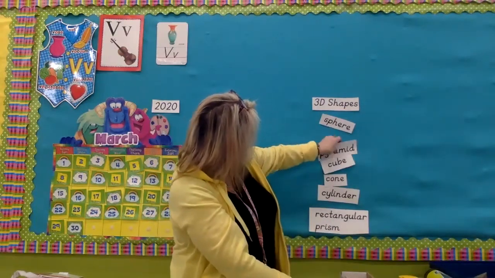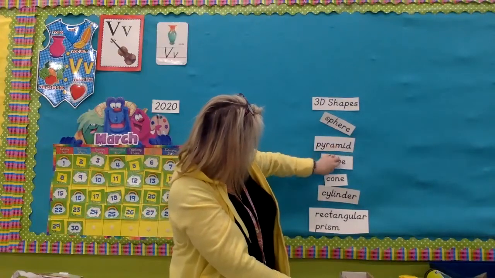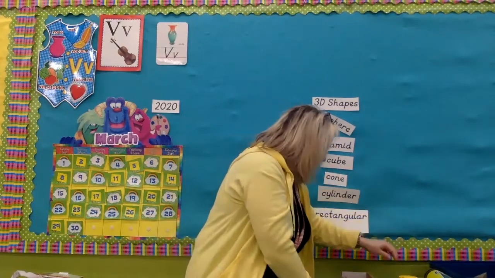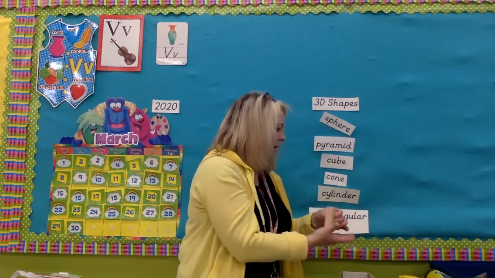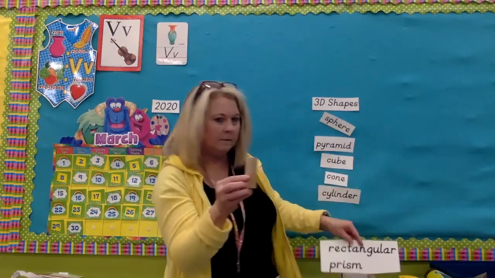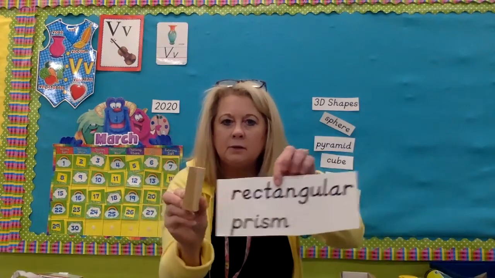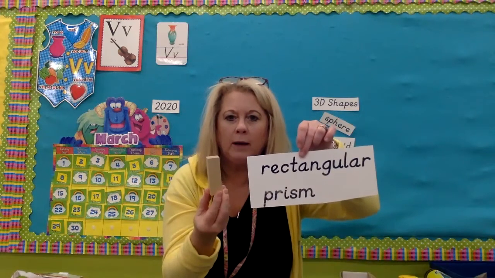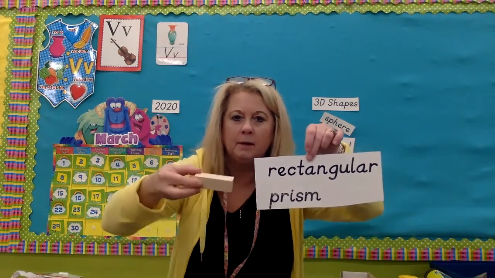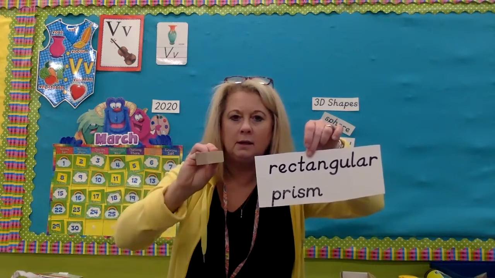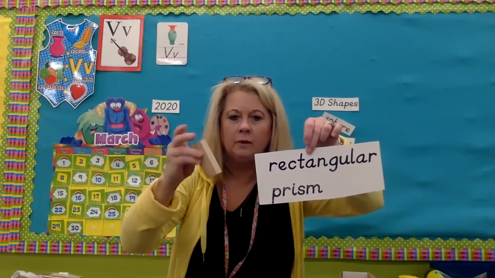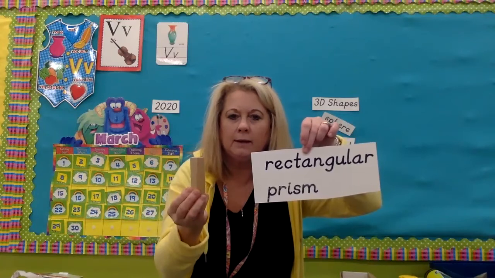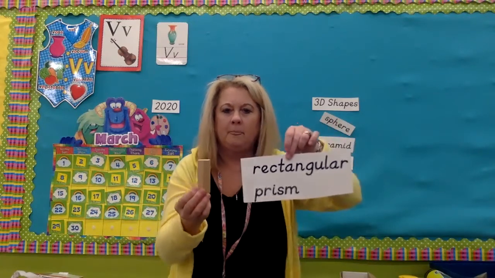All right. Now we have one more, I think, that we have not done. Where is he? Oh, interesting. Look at him. He's got some faces that are shaped like a rectangle. That's why he's called a rectangular prism. Look at that. At the end of him. He's called a rectangular prism.